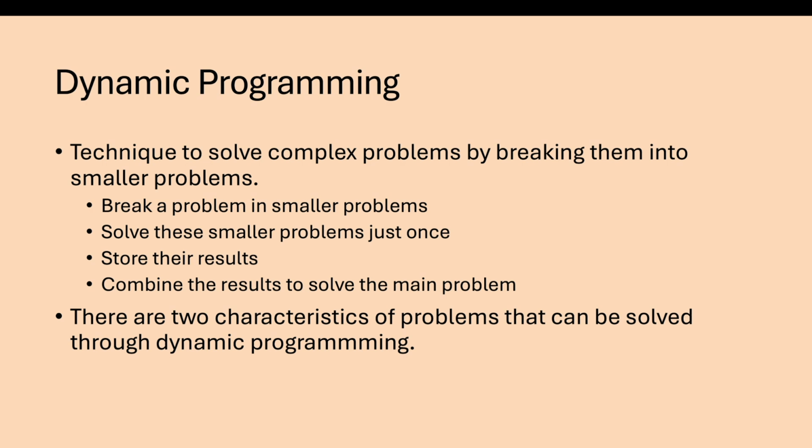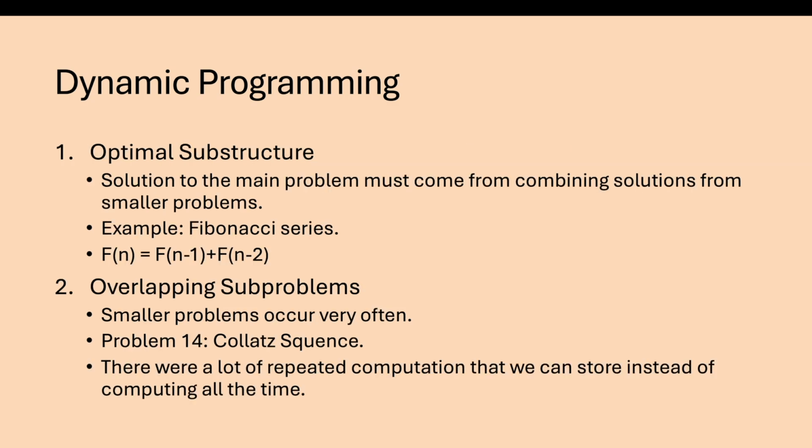It's not every algorithm, not every computational problem, that you can apply dynamic programming to. In my view, there are two characteristics of problems that you can solve through dynamic programming. The first is called optimal substructure. This characteristic states that the solution to the main problem must come from combining solutions of smaller problems. So it's the characteristic of breaking a bigger problem into smaller ones. One example is the Fibonacci series, in which the solution for a certain n is given by the two previous numbers of the sequence, n minus 1 and n minus 2.